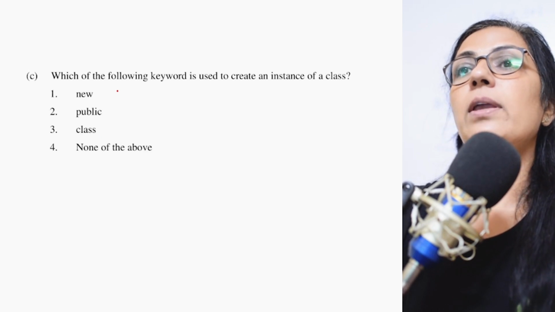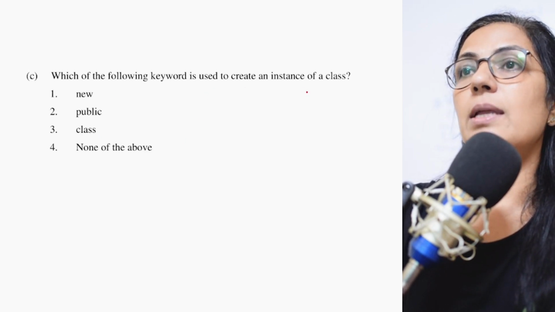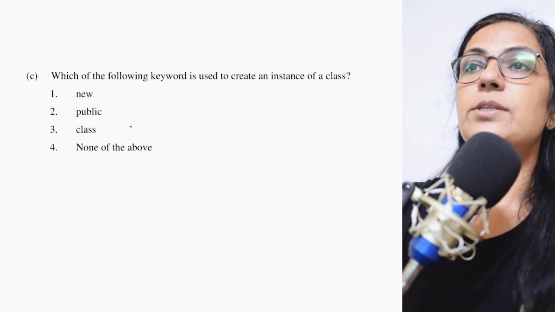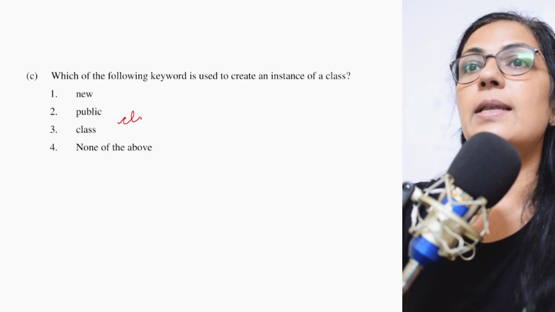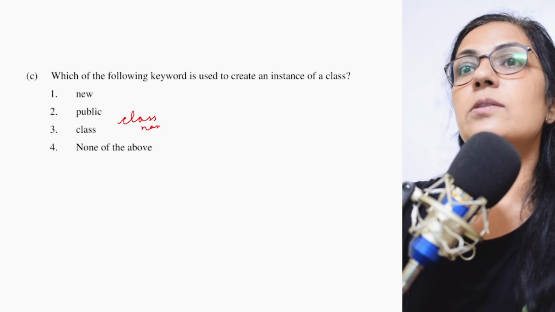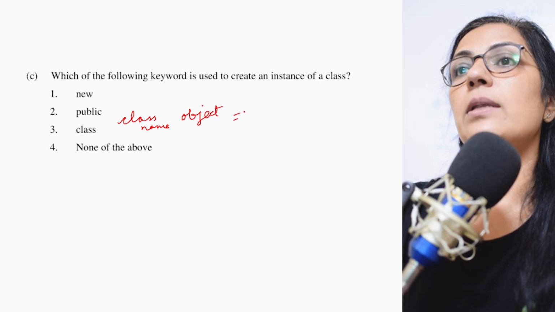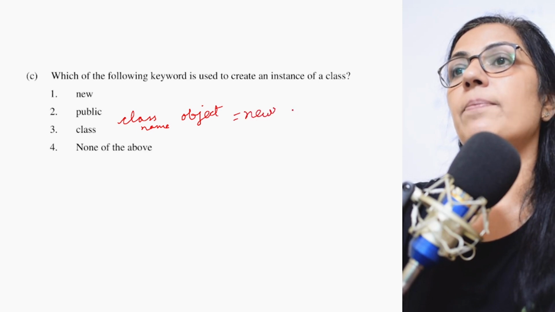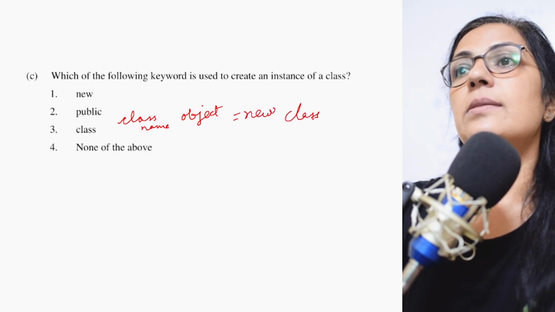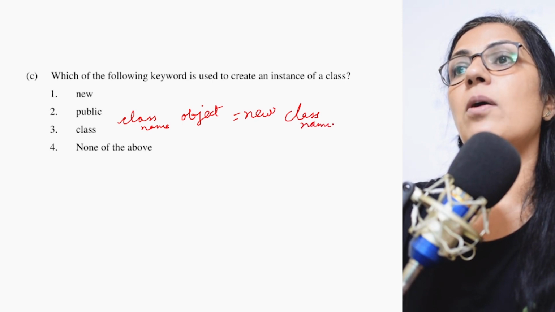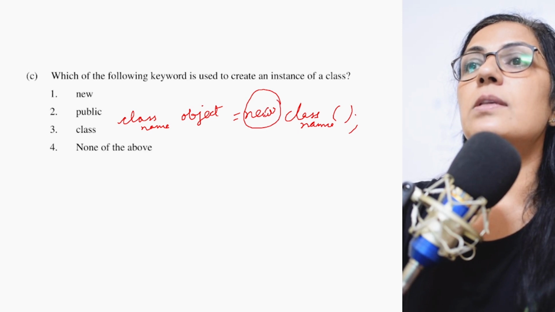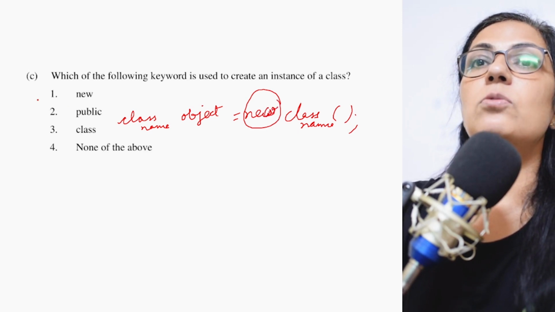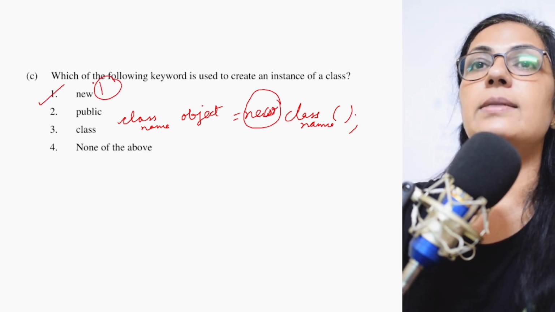Which of the following keyword is used to create an instance of a class? Children, instance means object of a class. You know how you write class name, space, object name, and then you write equals to new class name, right? This is the statement how you create the object or instance of a class. So which operator is used? This is the new operator which is used. So option 1 is the correct answer.